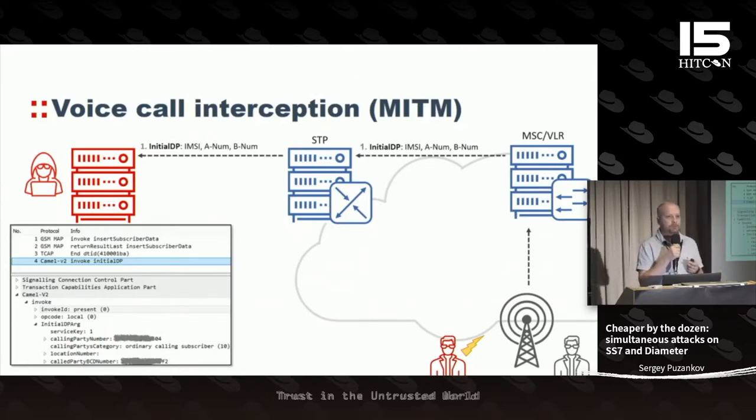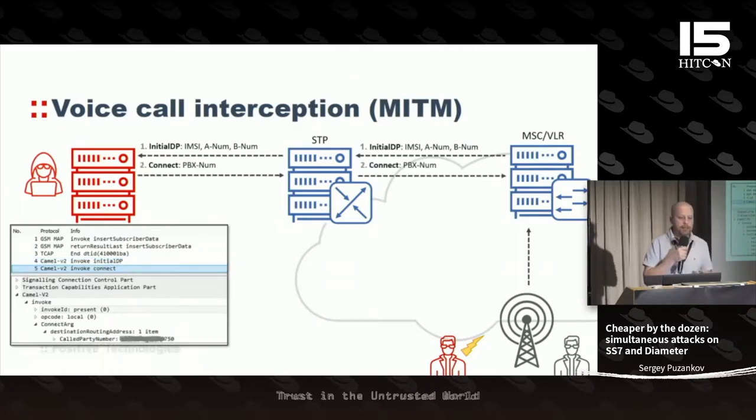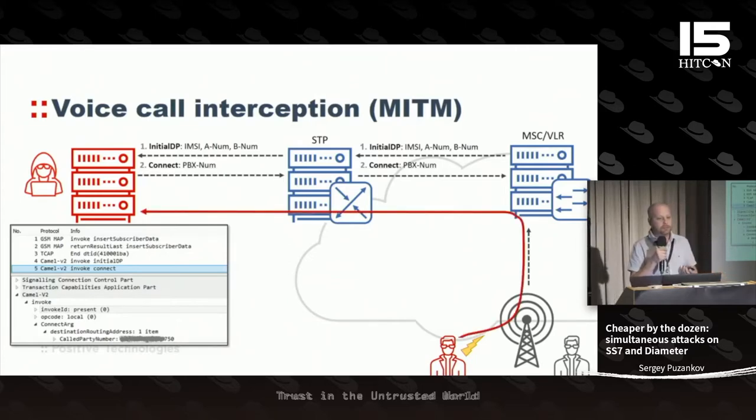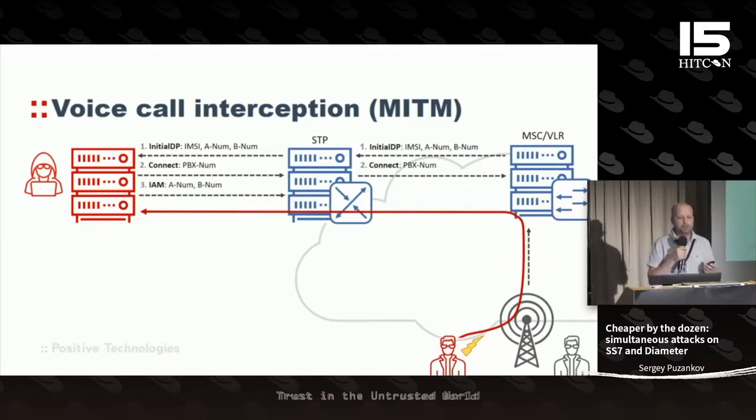But the intruder does not need to charge this subscriber. The intruder is able to send a connect signaling message as a response using some PBX number. PBX is a private branch exchange, or a small telephone switch. After that, the MSC redirects this call to this PBX number. And after this, the intruder is able to initiate one more voice call from this telephone switch to the B subscriber, the second subscriber, spoofing the number of the calling subscriber. The intruder knows this information from the first signaling message, initial DP, which contains it by default.